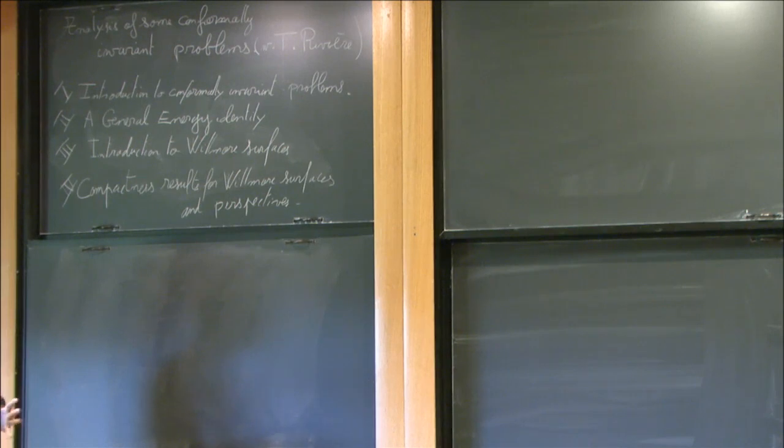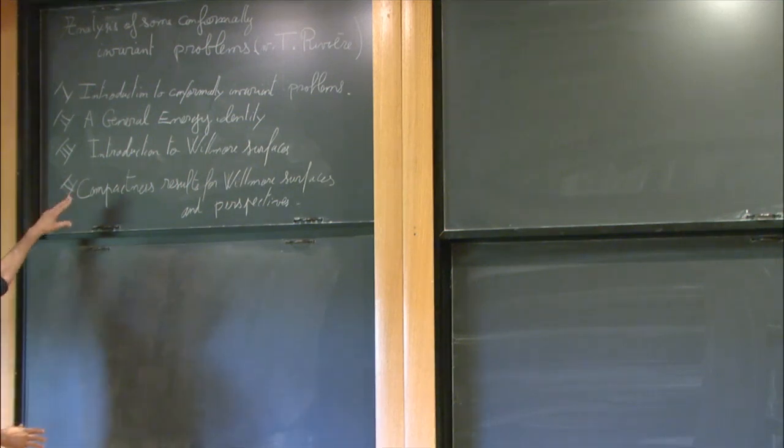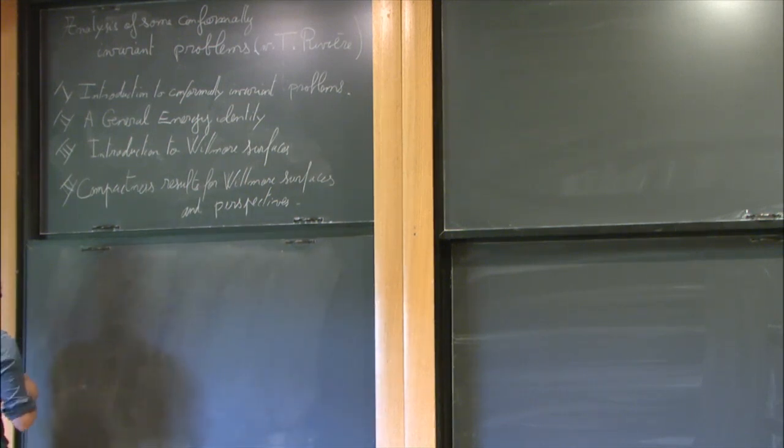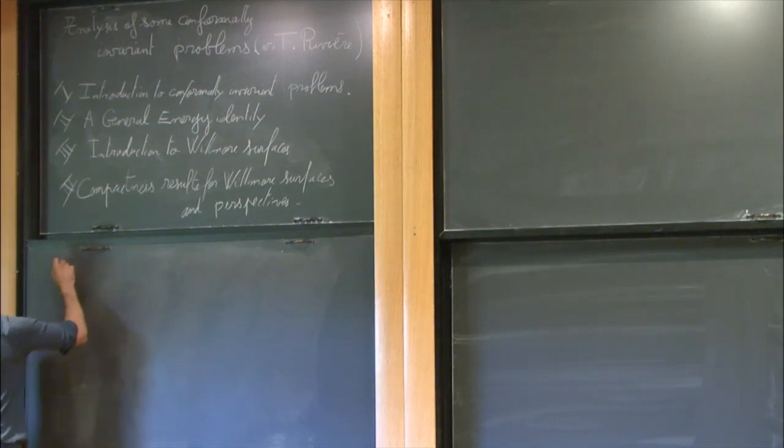So the idea is to give a very detailed proof of the first case, which is in some sense the baby case, and then to explain during the second hour how we can apply this strategy to the second case, pointing out the difficulty. So let's start with an introduction to conformal invariant problems and with an example.